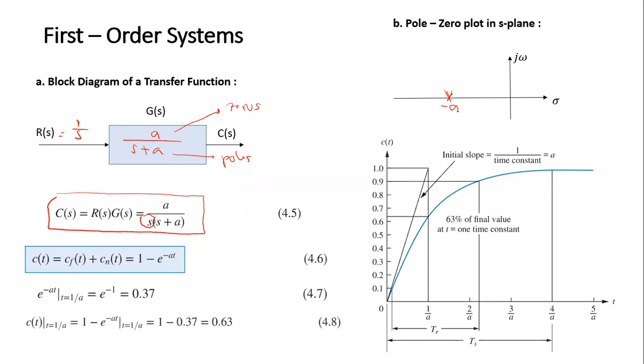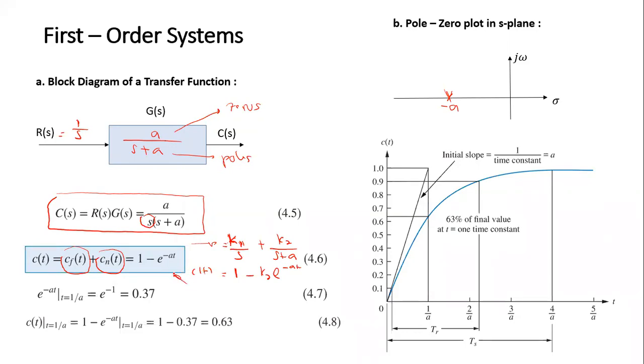Mathematically, when we transform the first order system from the s domain to the time domain, you will expect two kinds of response: the forced response plus the natural response. When using partial fraction expansion, you will get K1 over s plus K2 over s plus a. K1 over s, for example, gives 1, minus K2 exponential minus at.